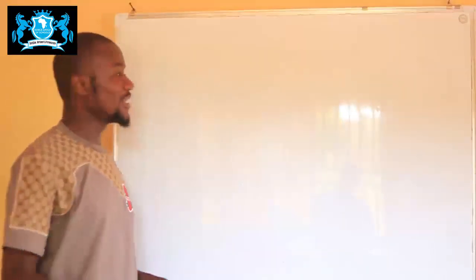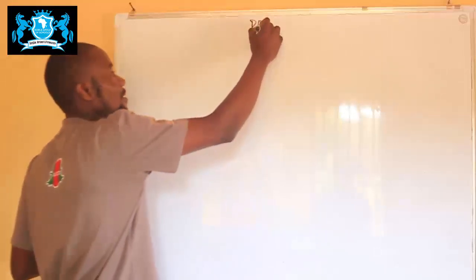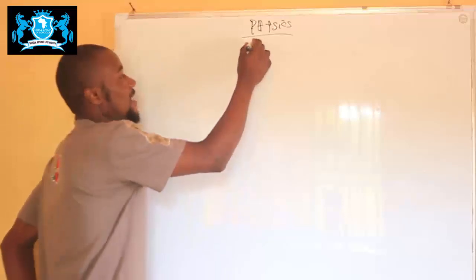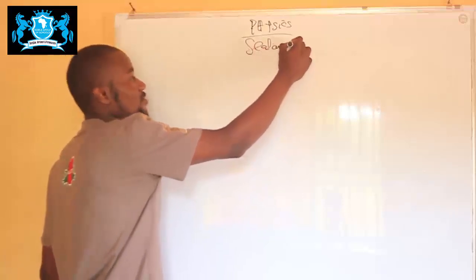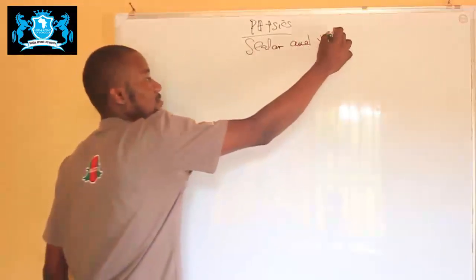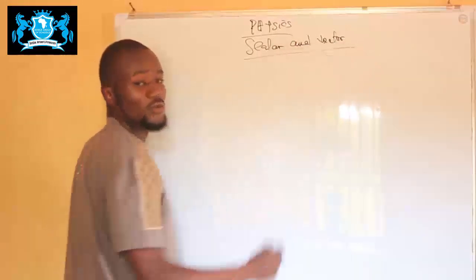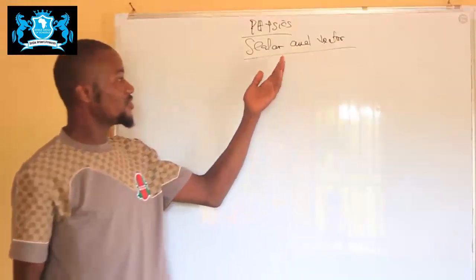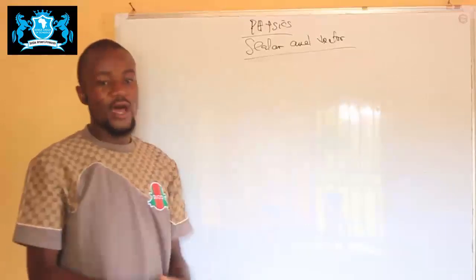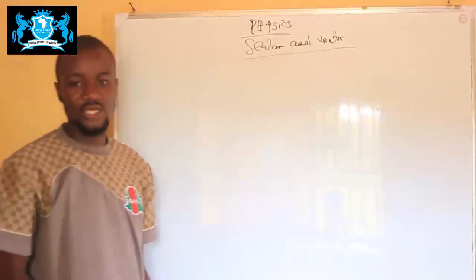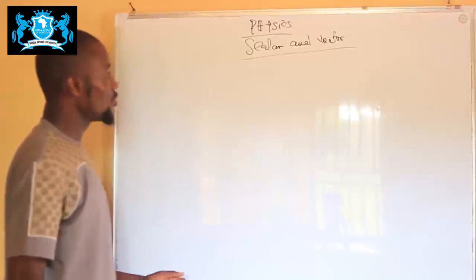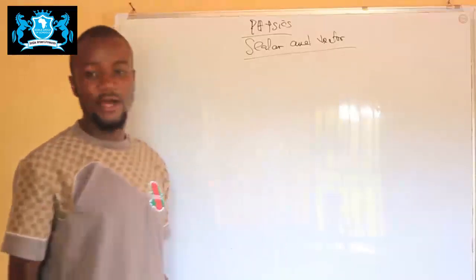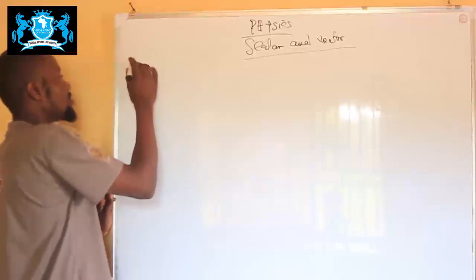So today we're looking at physics. And under today's class, we're looking at scalar and vector quantities. Today we'll be looking extensively at the definition of scalar and vector, and subsequently the calculations that follow. As we all know, scalar quantities are quantities that have magnitude but no direction.